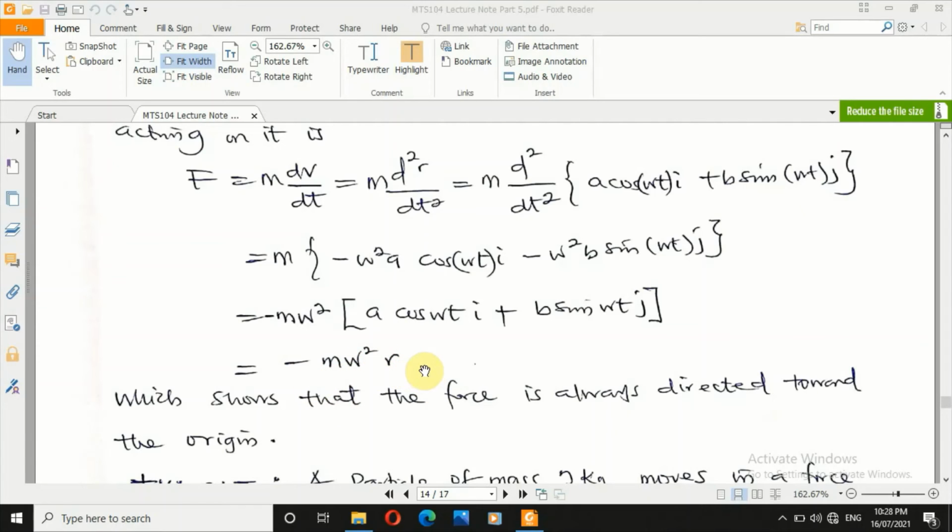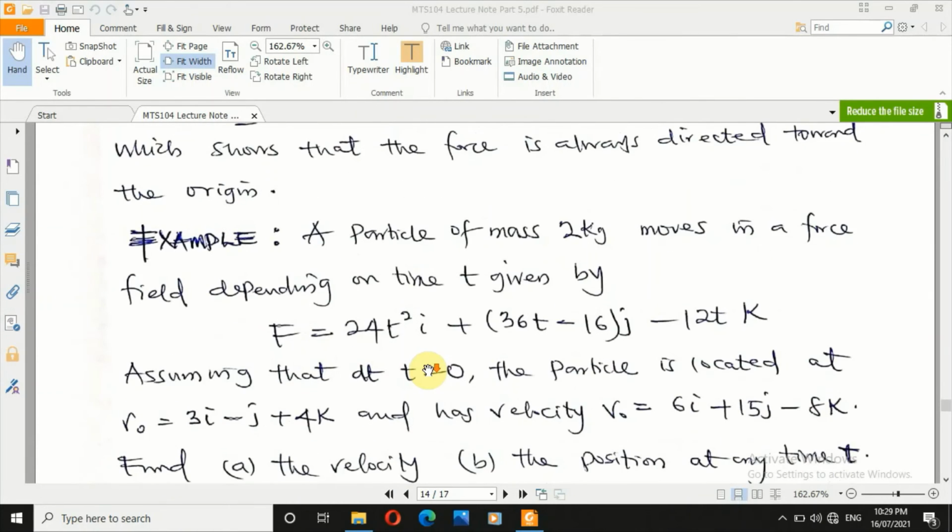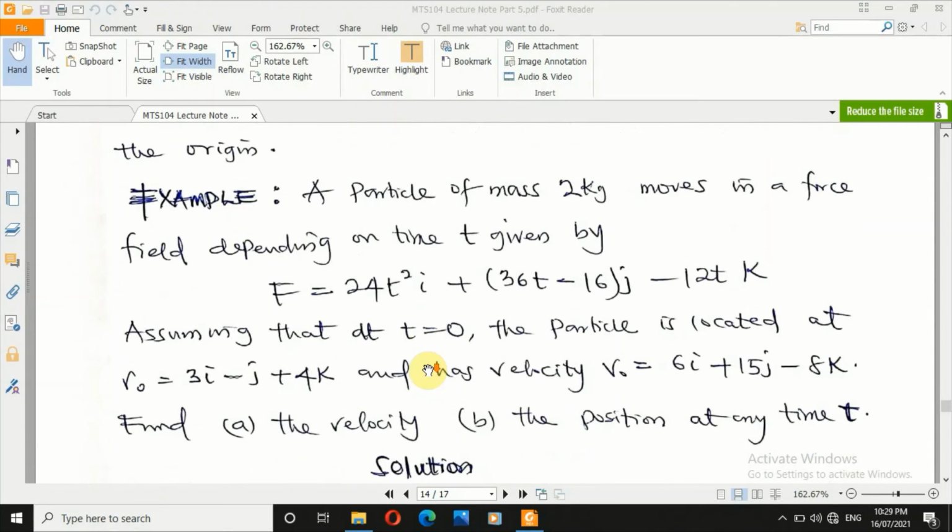This one shows that the force is always directed towards the origin. Towards the origin. So let's consider another example again. Here we have a particle of mass 2 kg moved in a force field depending on time t given by this expression. This is the force.